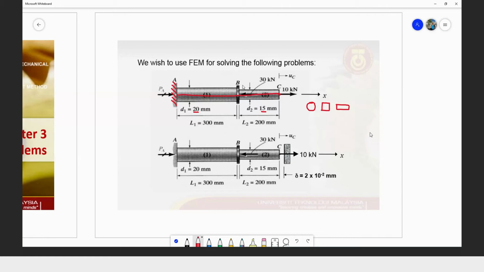pada point B tu dia punya load lagi besar kan. So mungkin dia akan ada, under this load, mungkin dia ada menyebabkan compression pada point number 1 ni, atau point element number 1 ataupun bar number 1. And then mungkin ada pemanjangan juga pada C, tapi not that very much.